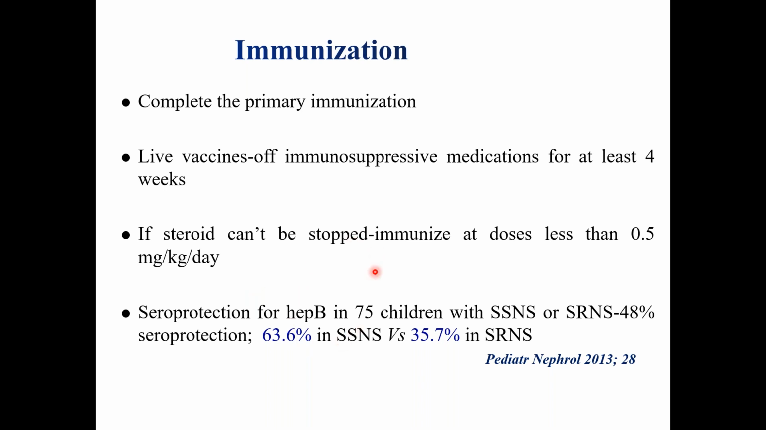And we did this study at our institute only, and we have seen that at least for hepatitis B, we found that the protection levels, even in children who were immunized for hepatitis B, was much lower in patients with steroid resistant disease as compared to steroid sensitive nephrotic syndrome, because these patients keep having multiple episodes of proteinuria and they get more intense immunosuppression as compared to steroid sensitive disease.